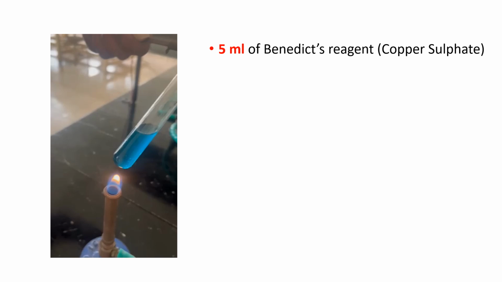So now we take this Benedict's solution and we add 5 ml of Benedict's reagent and we add 0.5 ml of urine. Now it is very important to remember that there is 5 ml of Benedict's and 0.5 ml, nothing more and nothing less. I'll tell you just in a while why, but that's important to remember. And what you do is you start heating it until it boils.